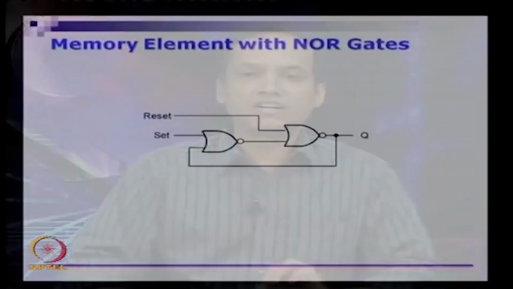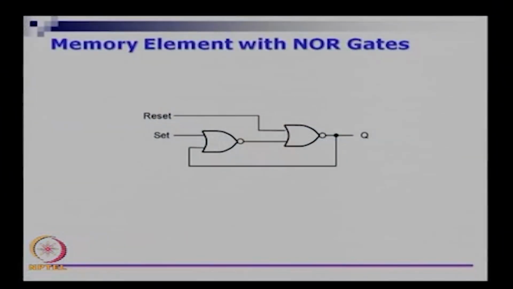So let us do this memory element slightly differently. Earlier I had two inverters which were connected back to back. Instead, I am going to put two NOR gates which are connected back to back. There is a NOR gate whose output feeds into another NOR gate's input, whose output in turn feeds into the first one's input. So there is a feedback path.